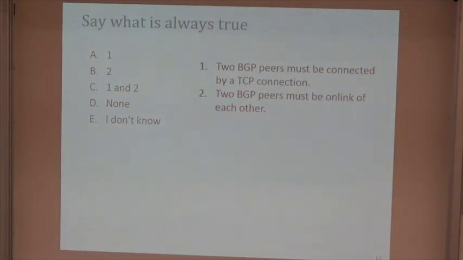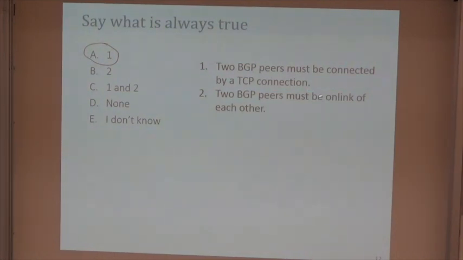Let me skip this. Okay, small quiz. I close the poll. And the correct answer is A. Two BGP peers must be connected by TCP connection. That's what is called the BGP mesh. And they must not be on link of each other, as we have discussed.